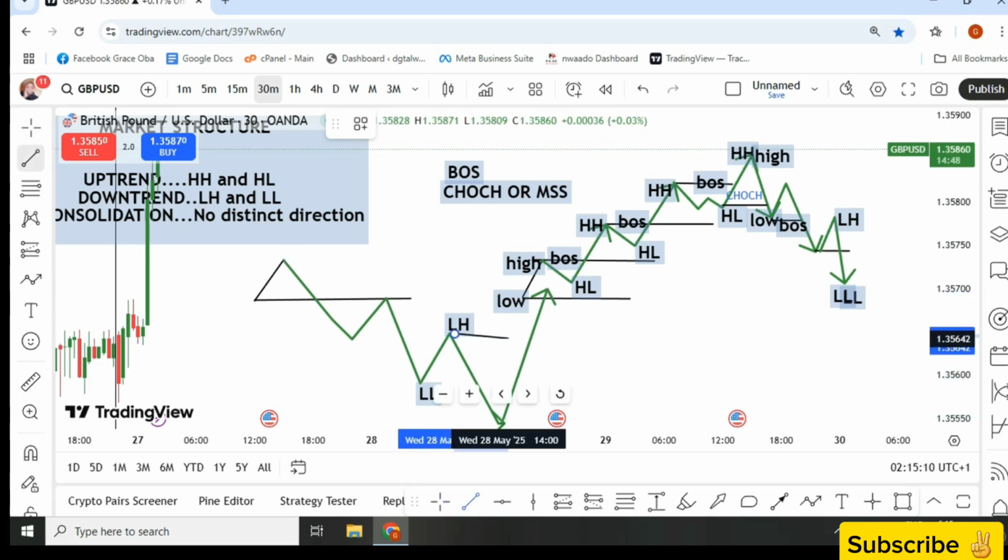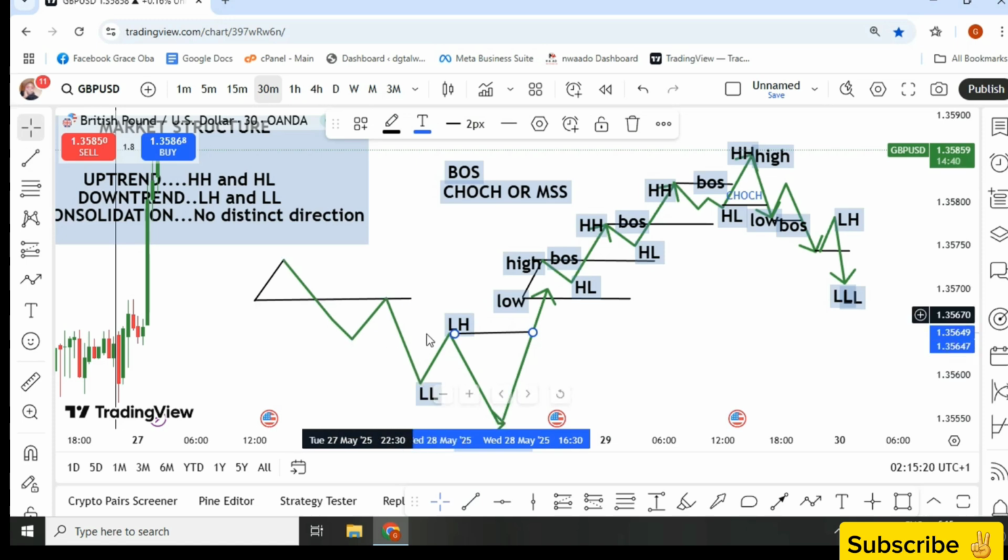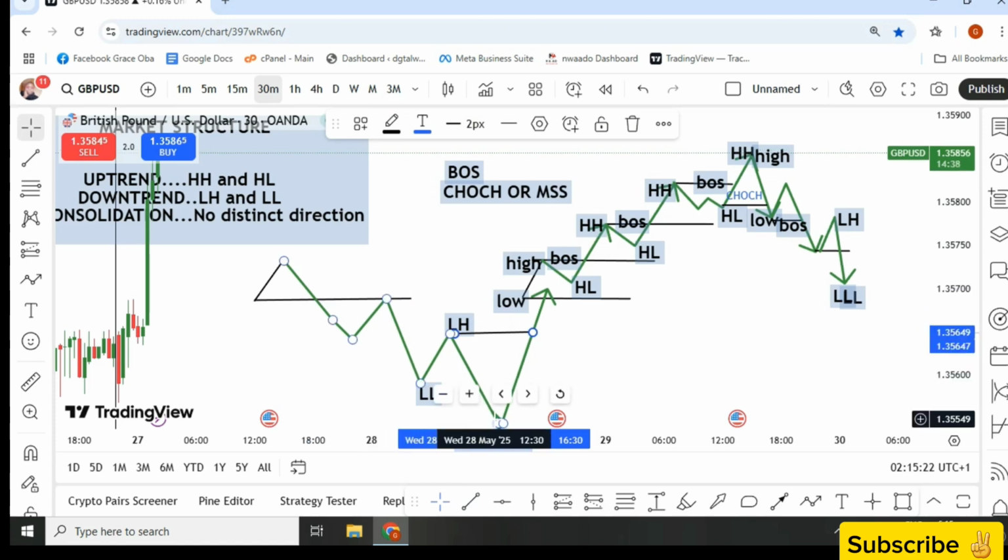This is no longer a break of structure, but a what? A change of character. This is because the market has left the downward movement which it was following previously, and it has changed course to the upward side, breaking this lower high. Alright, so this becomes a change of character. So let's see this in chart.